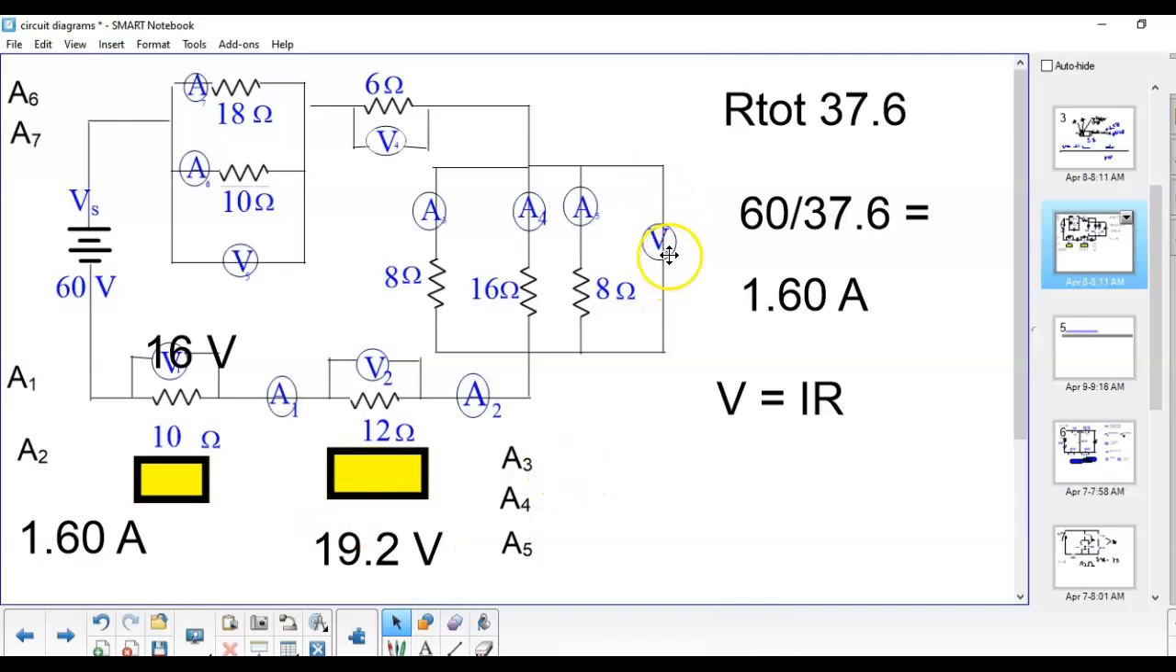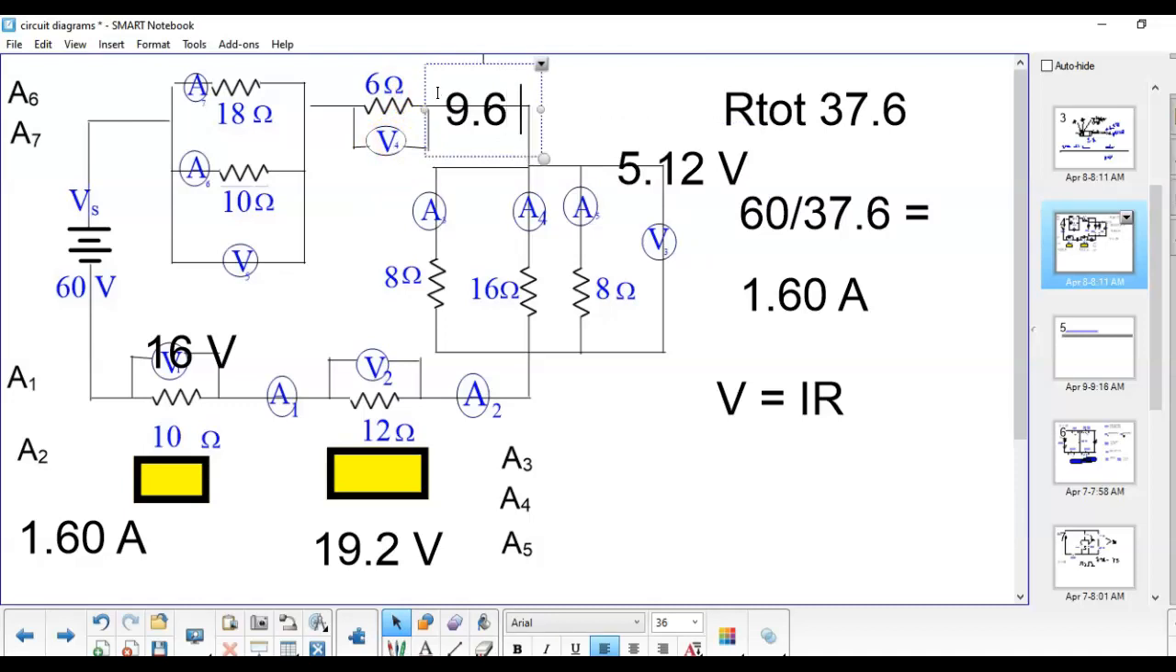Now here we know that the equivalent resistance of this is 3.2. 3.2 times 1.6 is 5.12. 6 times 1.6, and finally this equivalent resistance was 6.43 times 1.6 gives us about 10.2 volts.